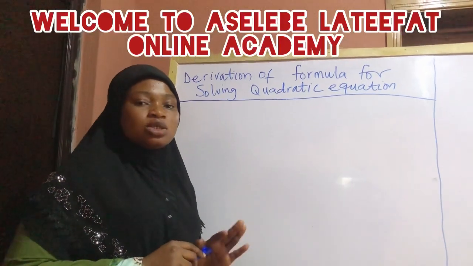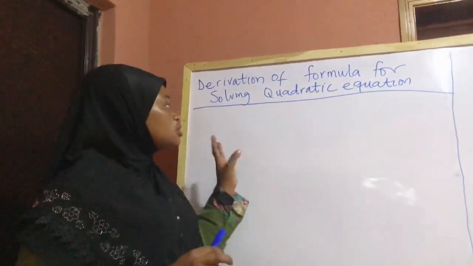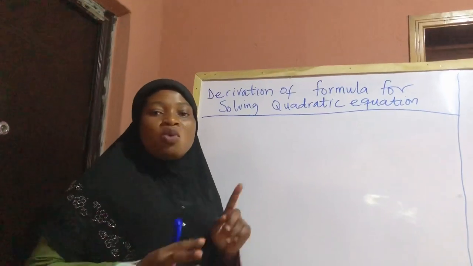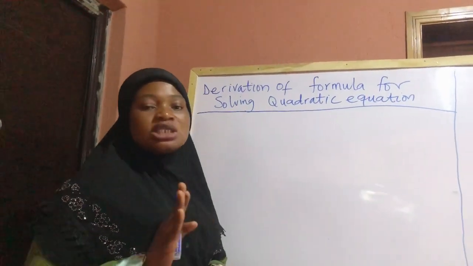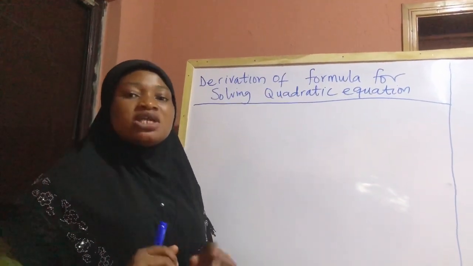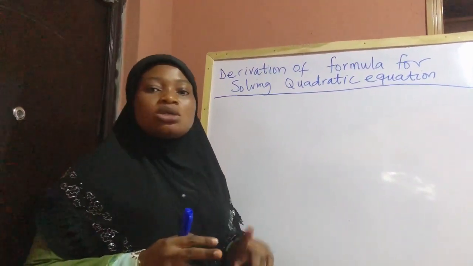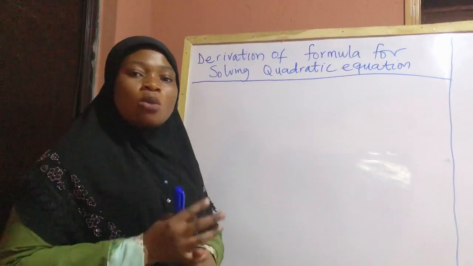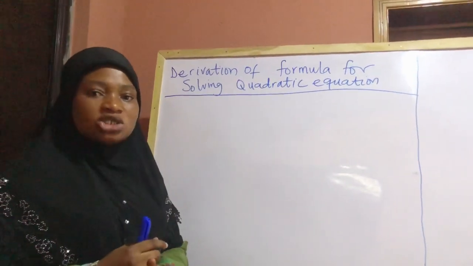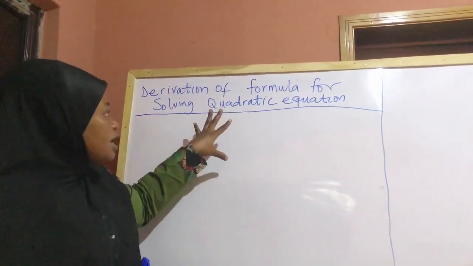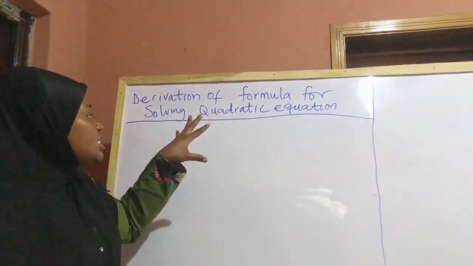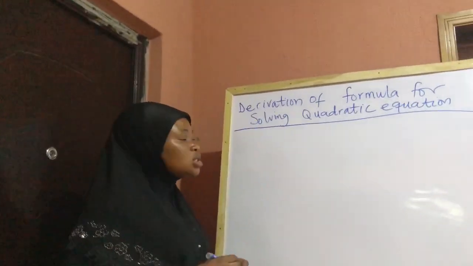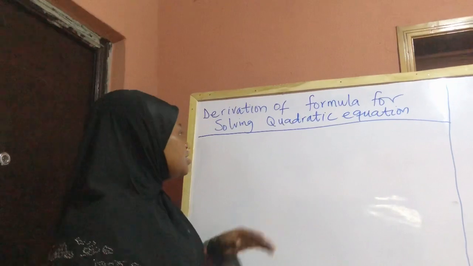Back to this channel. So in today's class, we want to derive the formula for solving quadratic equation. We explained that there are three methods that we can use to solve quadratic equation: the factorization method, completing the square method, and formula. And we have solved completing the square method and factorization method. Now, to derive the formula for quadratic equation, we are going to use completing the square method to derive it.